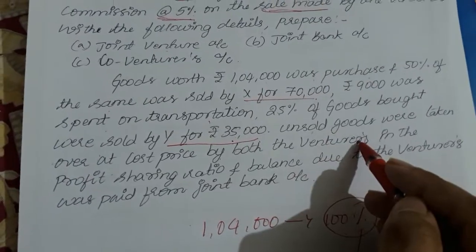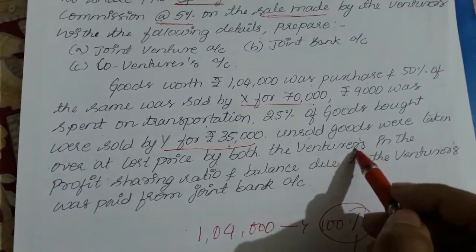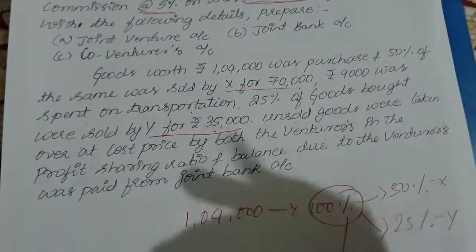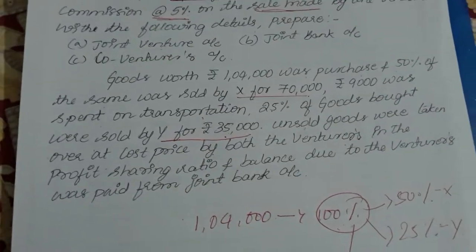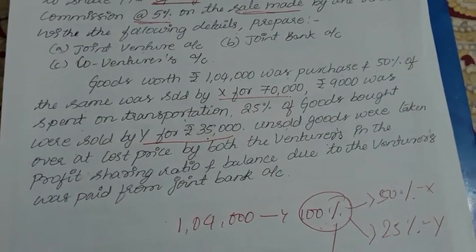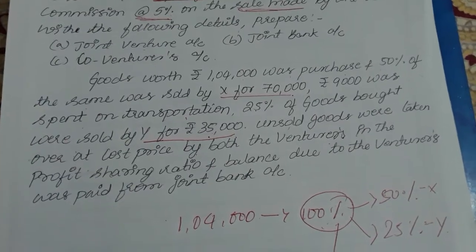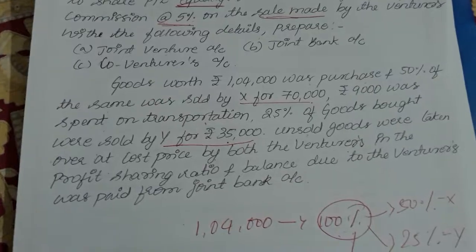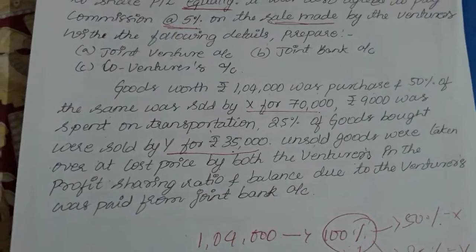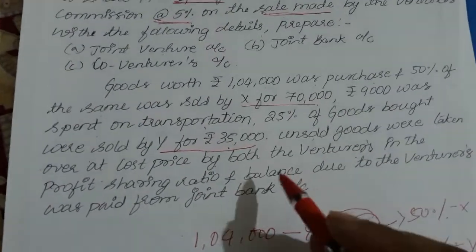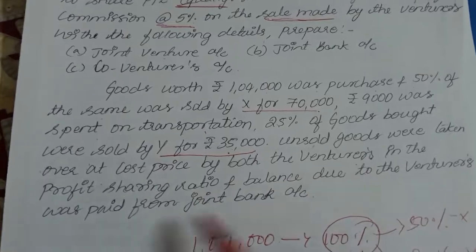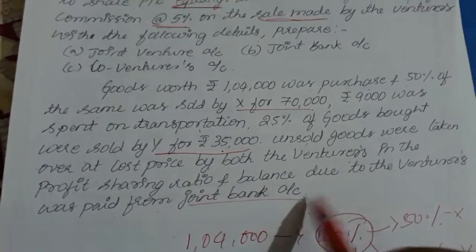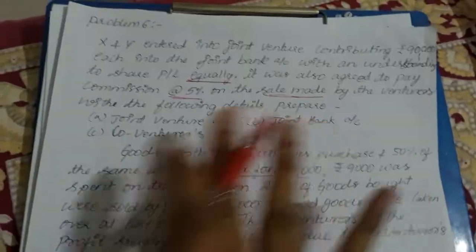So here one more thing is given. Whatever goods are remaining, those goods the co-venturers are taking away. So goods taken over by co-venturers, where do we record that? That is recorded in the joint venture account, credit side, goods taken over. So we need to calculate that. I'll show you how to calculate. And the balance due to the co-venturers was paid from the joint bank account. So this is all about the question.